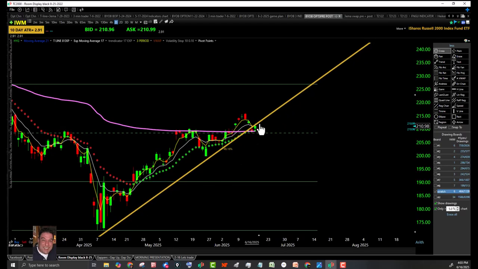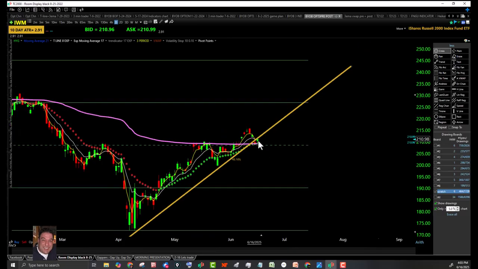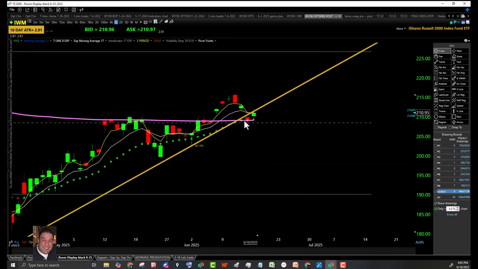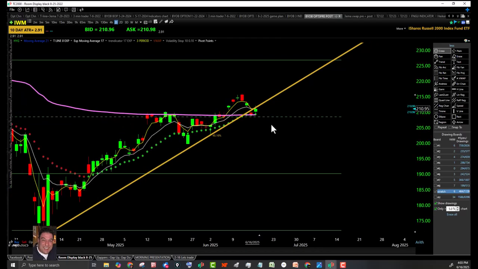All right, so closing under that uptrend line, closing over the all-time high anchored VWAP, that's the pink line, closing over the midpoint, okay, that's neutral. So all of this is just neutral, because we're in the neutral zone. Closing over the all-time high anchored VWAP is bullish. If they close over that bullish trap, that's bullish. And closing over the 17 is also bullish.